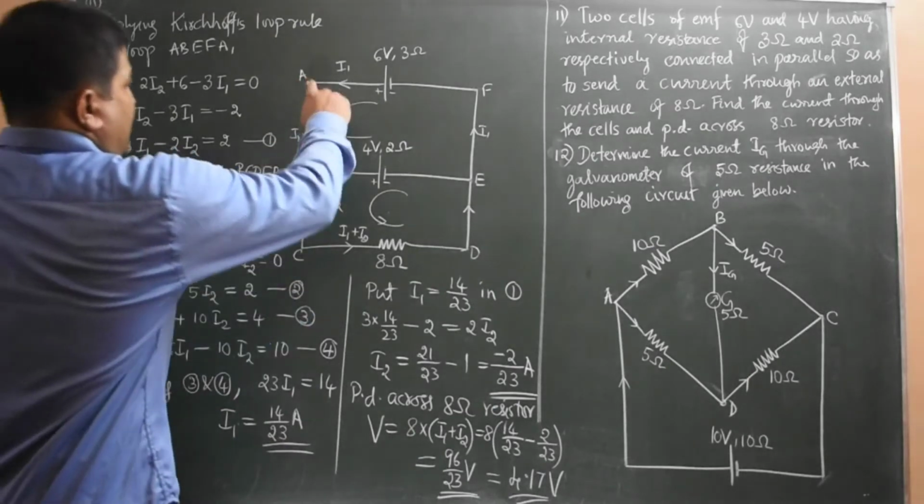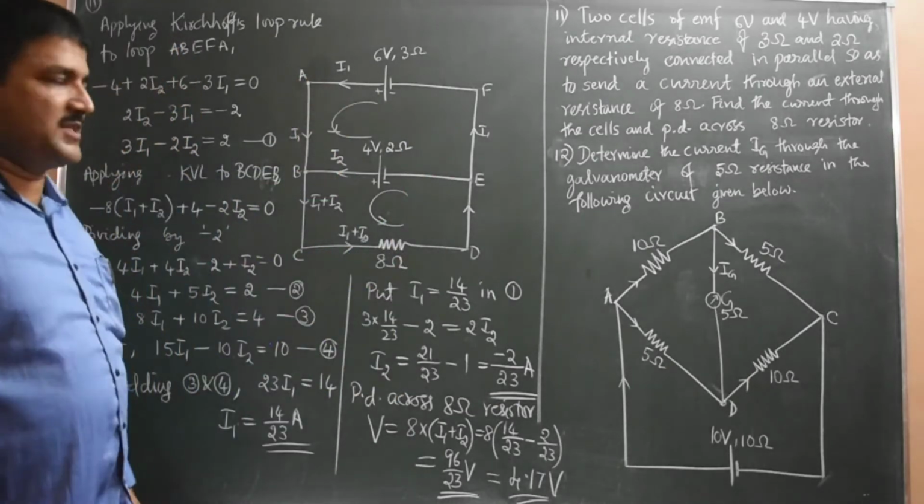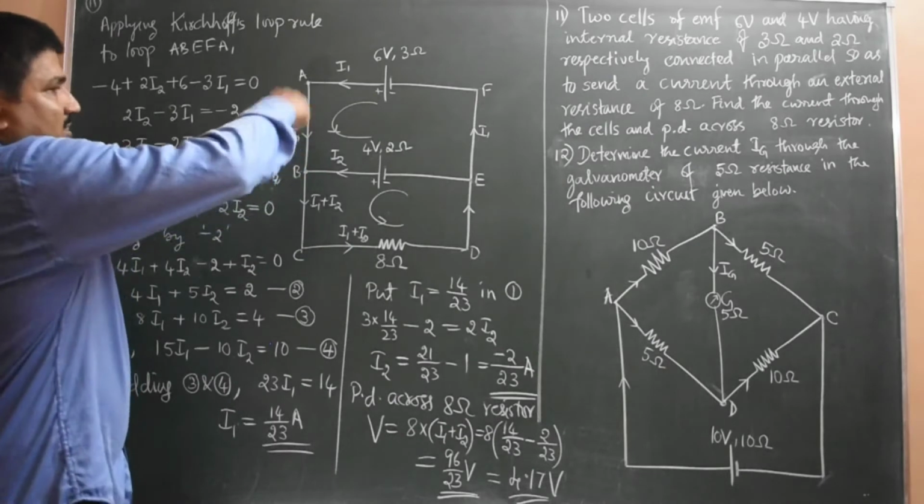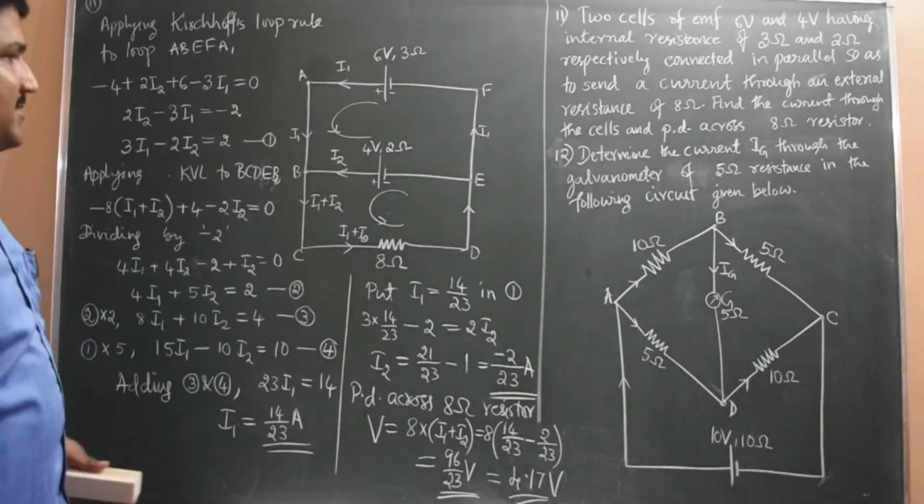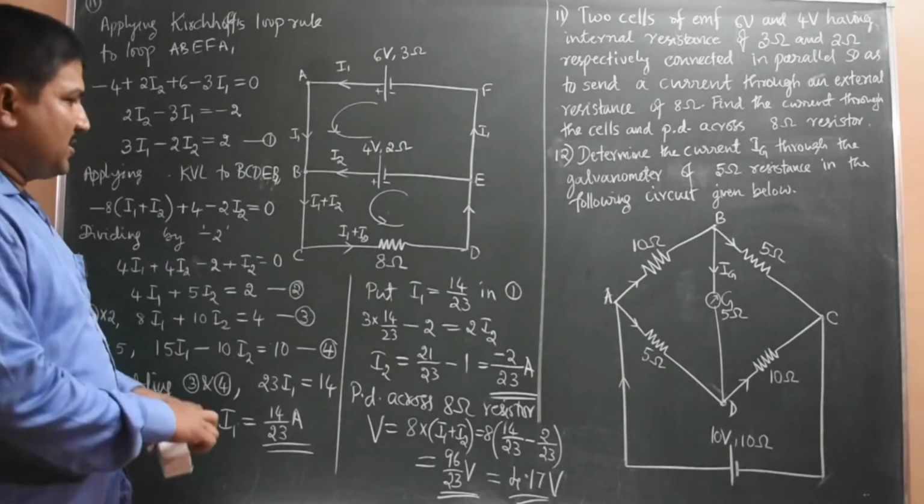And here, the connecting wires are taken to have negligible resistance, hence the IR product for the connecting wires and all those branches you have to take as 0. So that's all about this problem.